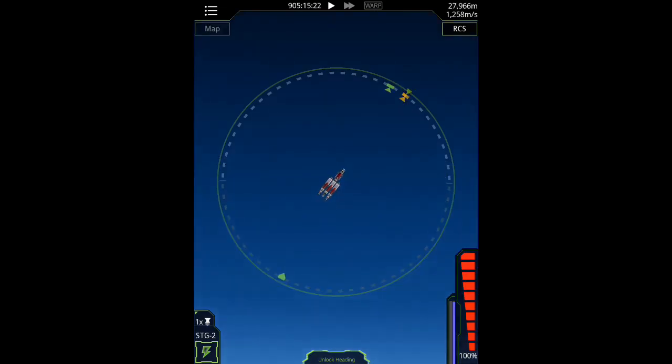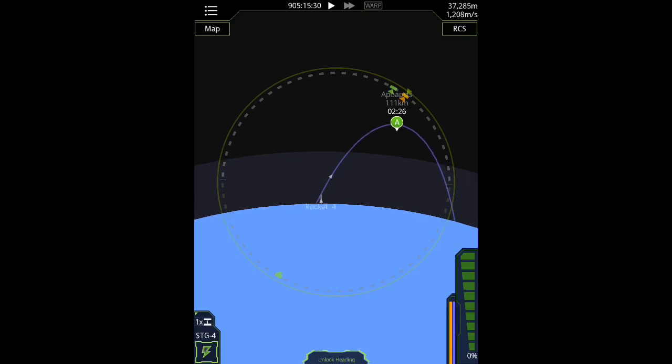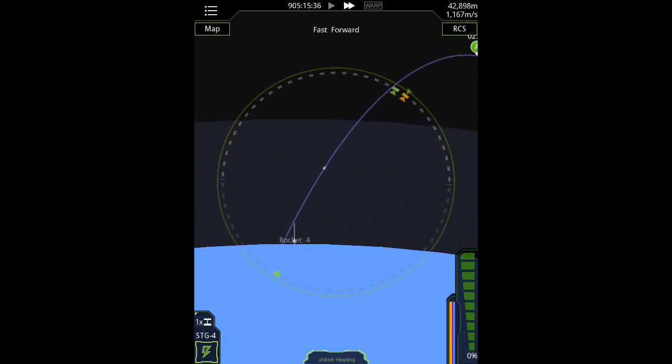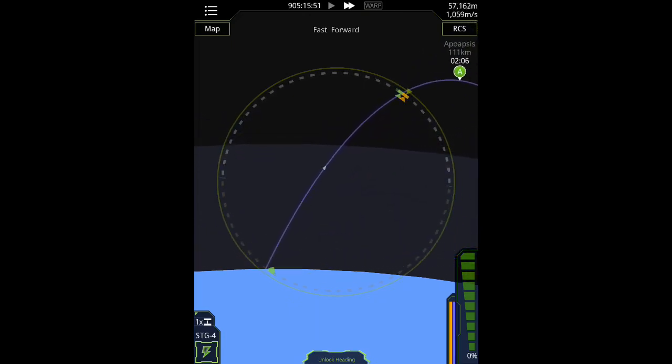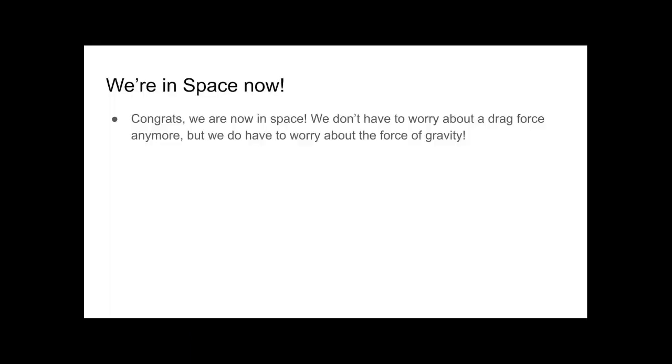All right, so now that we're out of fuel at that stage, we can go ahead and make that break off. All right, let's zoom on up there. And congratulations, we're in space. We don't have to worry about a drag force anymore, but we do still have to worry about the force of gravity.